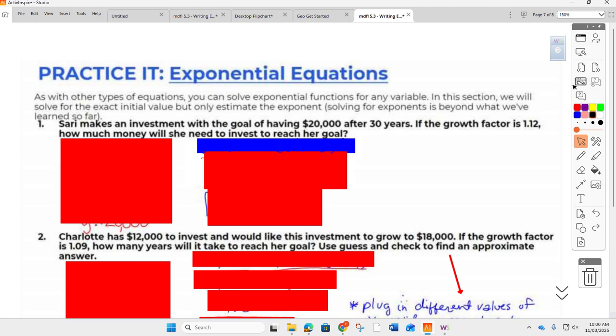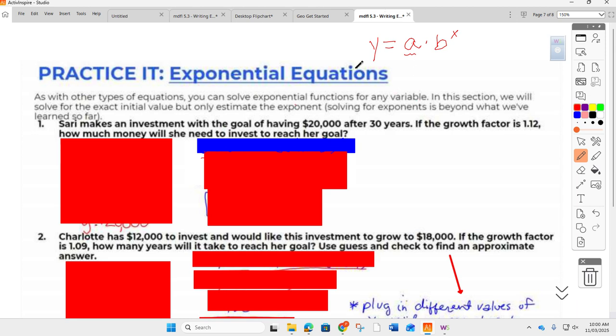And there's other types of equations. You can solve exponential functions for any variable. In this section, we will solve for the exact initial value, but only estimate the exponent. Solving for exponents is beyond what we've learned so far. So the formula we have, this exponential equation, we are going to be solving for the initial value, A, and we'll be solving for X, but X will be an estimate. We'll be doing a guess and check strategy versus solving the equation for X.